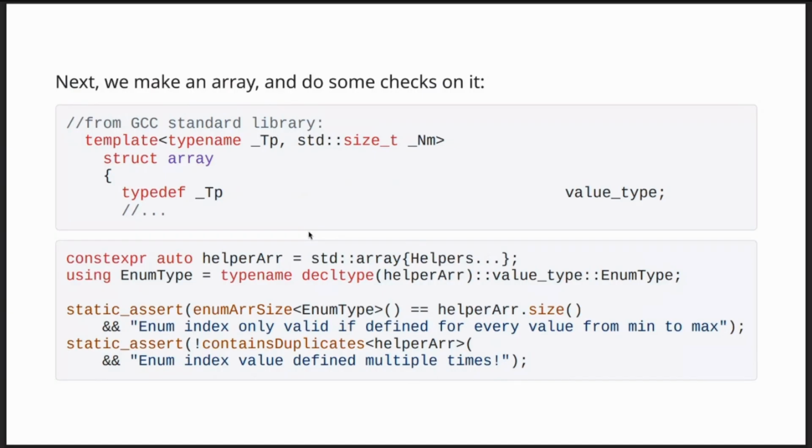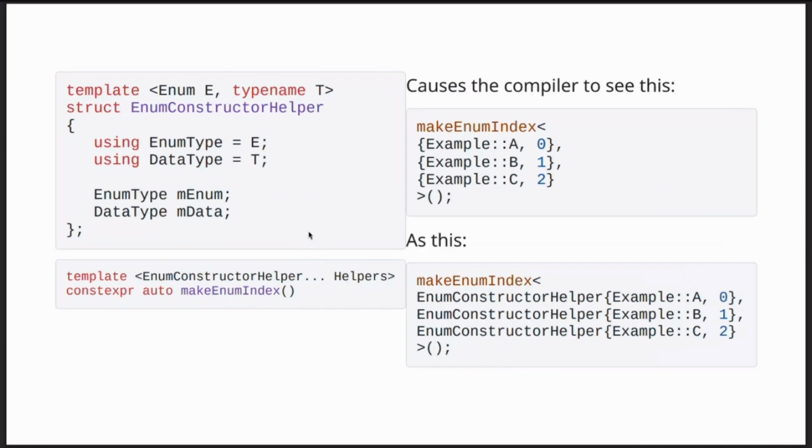No, but when we're creating this struct, we're mapping values of enums to values. This is some way that when we are doing this make enum index here, that we don't put example A twice.